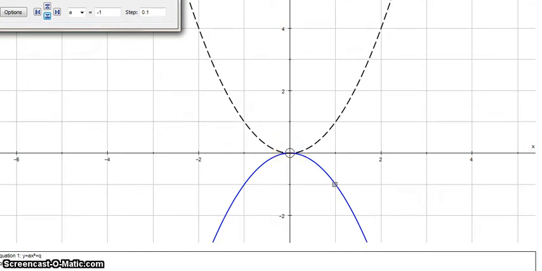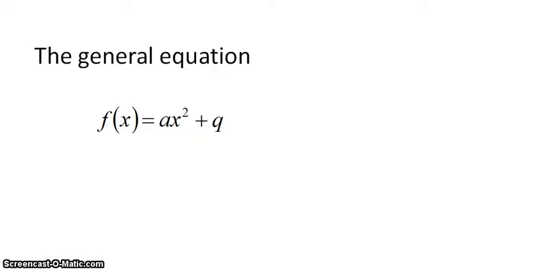So let's formalize that. If we look at the general equation, y equals, or f of x equals ax squared plus q, we've seen a couple of things. With the q, we've seen that it affects a translation up or down. Notice it only went up or down, it didn't go left or right. We knew it was up if we took positive q values, and we knew it was down if we took negative q values.